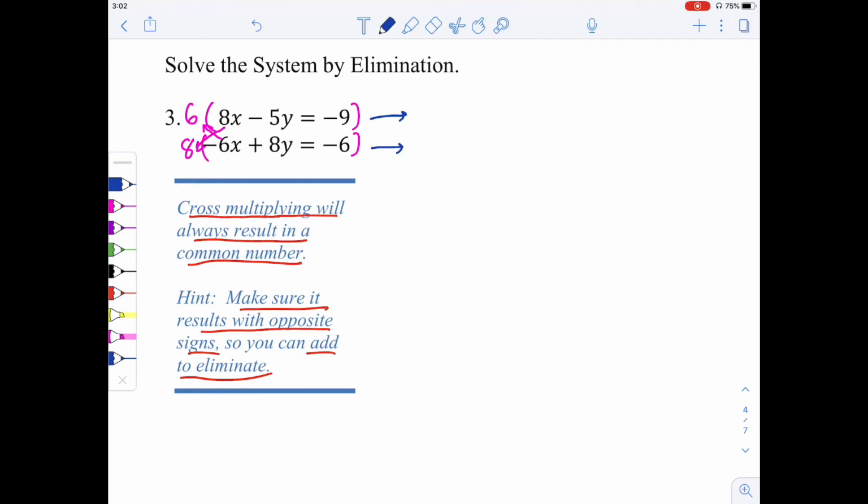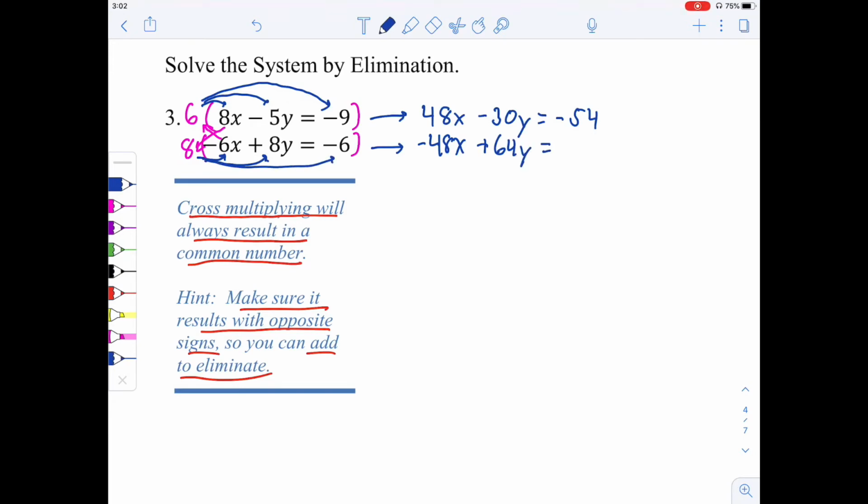So top equation, 6 times 8, 48x. 6 times negative 5y, negative 30y. 6 times negative 9 is negative 54. Then we do the bottom equation. 8 times negative 6x, negative 48x. 8 times 8y, 64y. 8 times negative 6, negative 48. And now you can see we can add to eliminate our x's right here. So if we cross multiply, it always will work out.